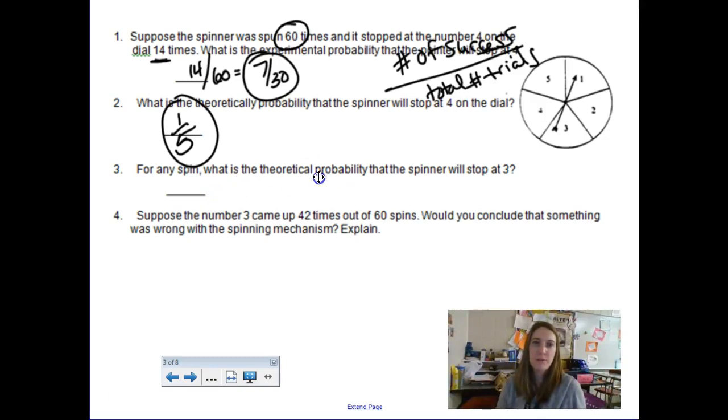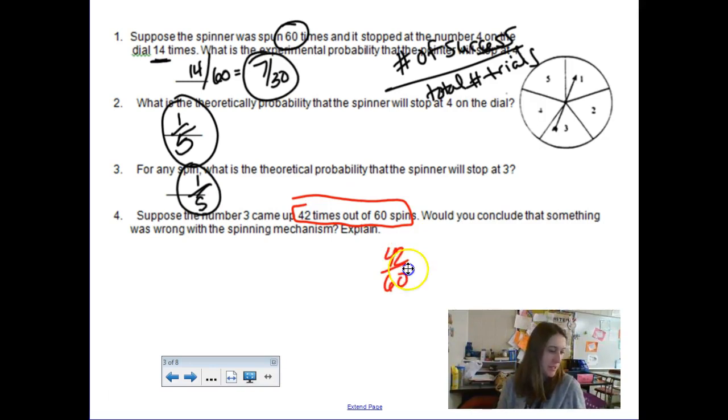For any spin, what's the theoretical probability it'll stop on a 3? Again, that is a 1 out of 5 probability. And then the next question is asking you to think like a scientist. So if the number 3 came up 42 out of 60 times, what decimal would that be? Let's see. Cut by 6, so 7 out of the 10. 0.7. 70%. That's way higher than it should have been. It should have been 20%.